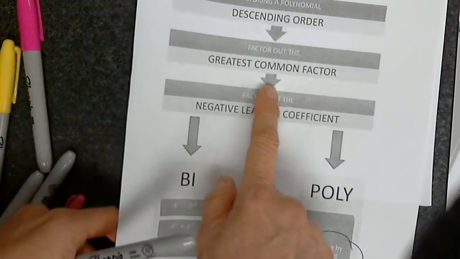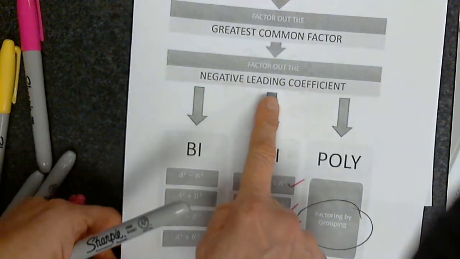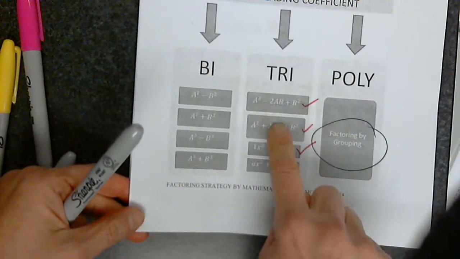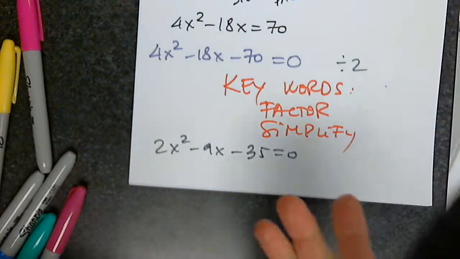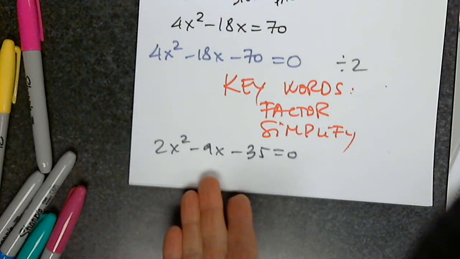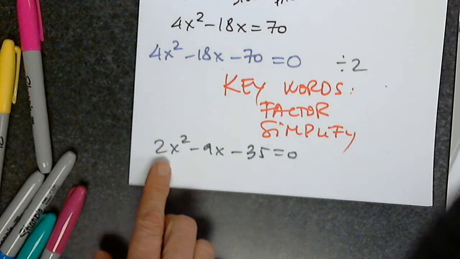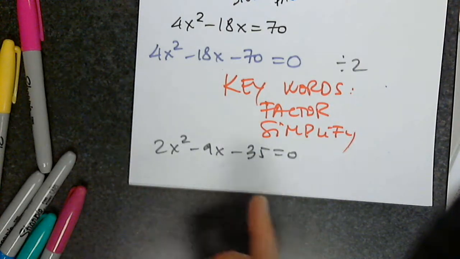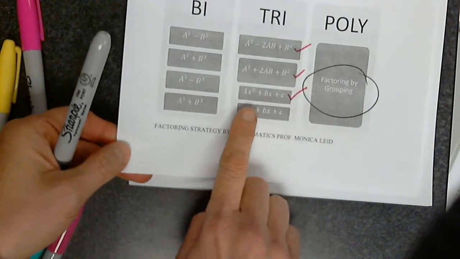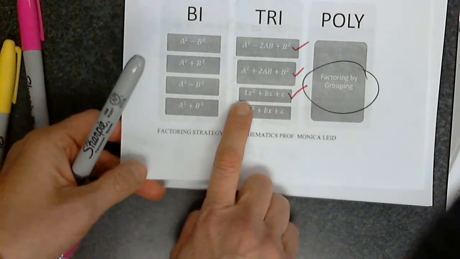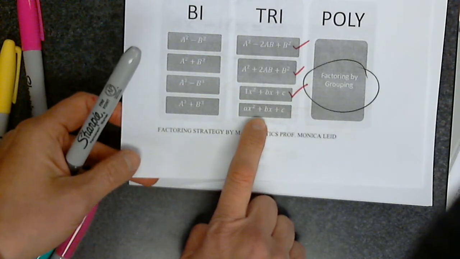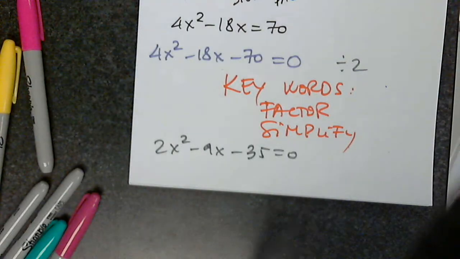Greatest common factor, none. Negative leading coefficient, none. It's a trinomial, so I'm looking at this. I try the special products first. Does the special product work here? No. Is 2x squared a perfect square? Is negative 35 a perfect square? No. Okay. Now, is the leading coefficient 1? I wish. So this is my last chance of factoring.